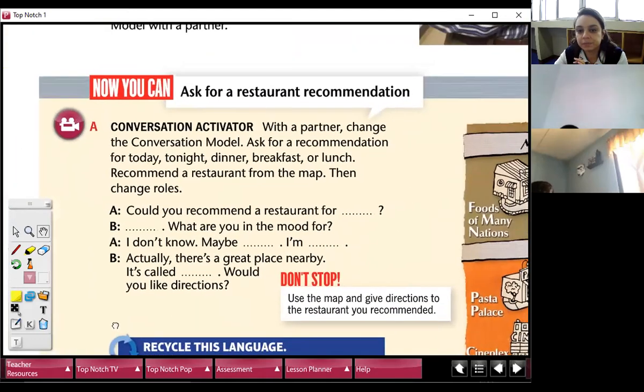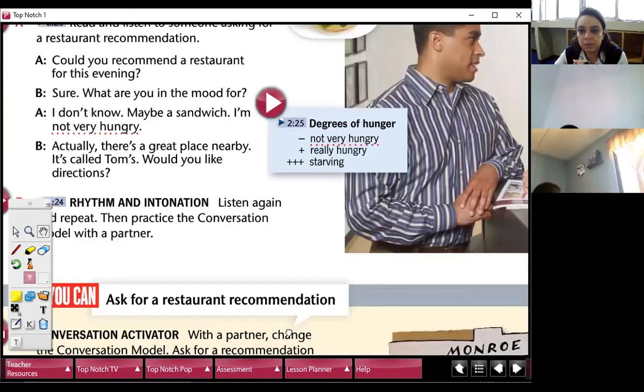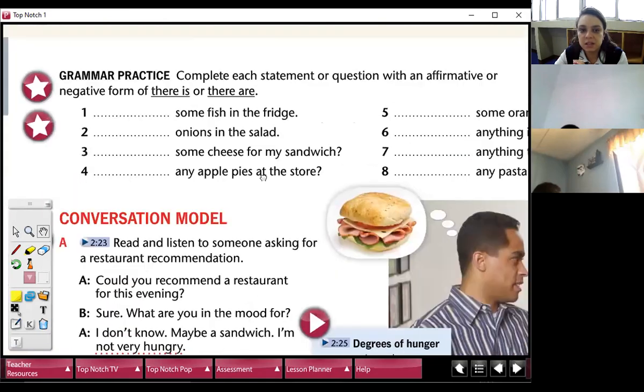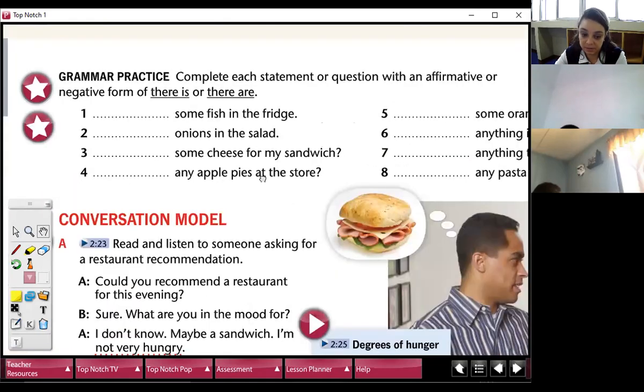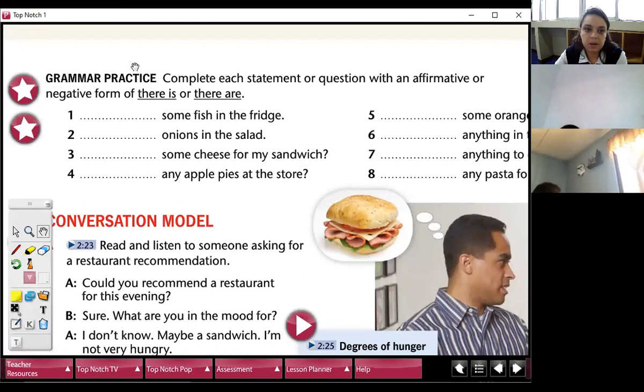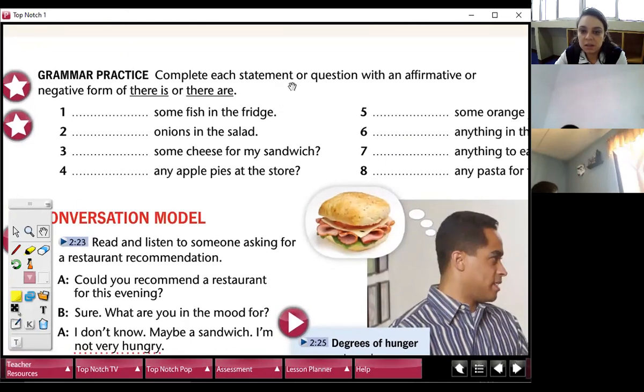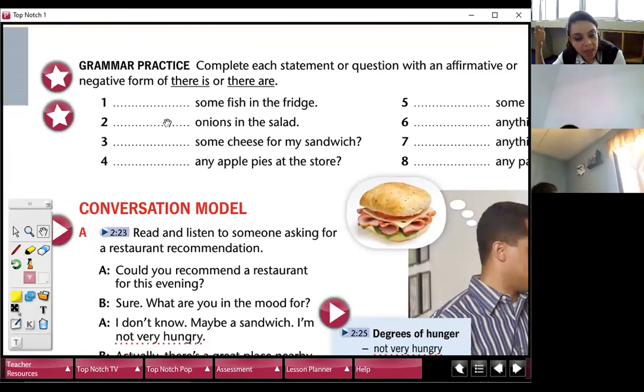Let's work with the exercise that we have right here, okay? It says, grammar practice. Complete each statement or question with an affirmative or negative form of there is or there are, okay? So work with your pencil. Then we are going to check the answers, okay?